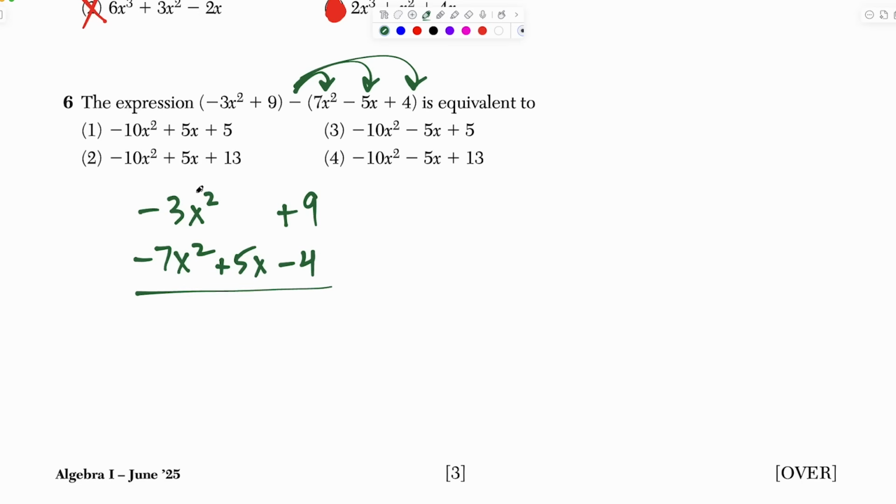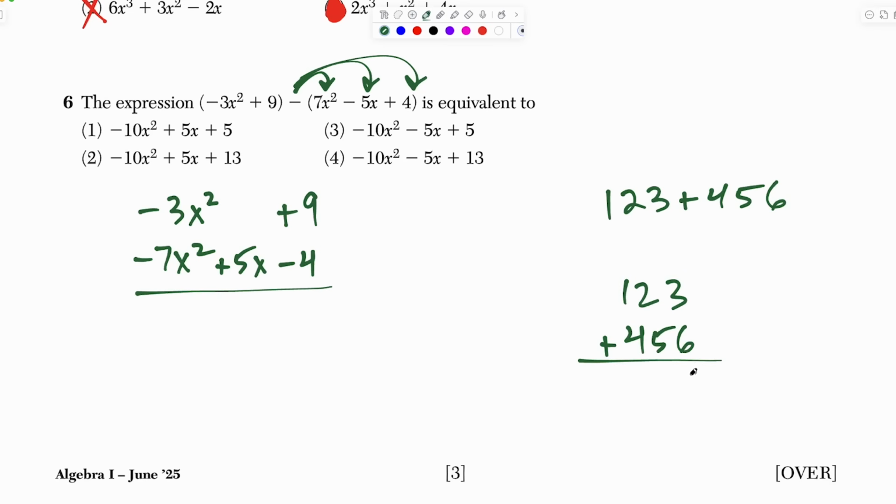And what I like to do is treat this almost like I'm doing an elementary school addition problem. If I had to do something like 123 plus 456, I would go 1, 2, 3, and then 4, 5, 6, and I would line everything up by place value, and I would just add everything up this way, okay, to make it neater. So that's what I'm doing here, but now we're in Algebra 1. So we could go from right to left or from left to right. It doesn't matter because we're combining like terms.